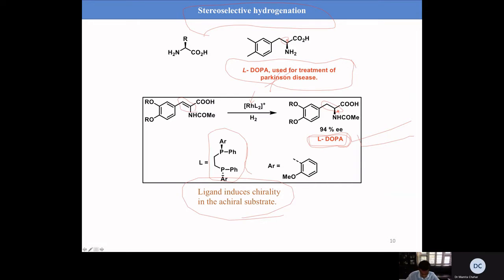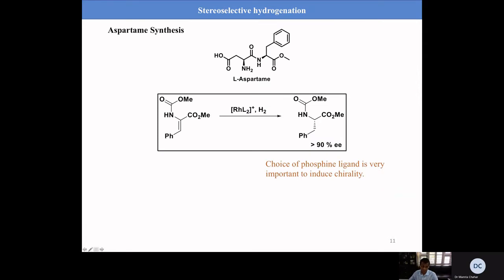These sort of reactions are done industrially on metric ton scale. These are really effective reactions. Here is another one, aspartame synthesis. As you know, aspartame is another very important molecule as a sweetener. Aspartame is used in quite large quantity. This can also be done pretty effectively. Similar ligand as previously used. We can use L-aspartame and hydrogenate this olefin to get a very high enantiomeric selectivity in this sort of reaction.